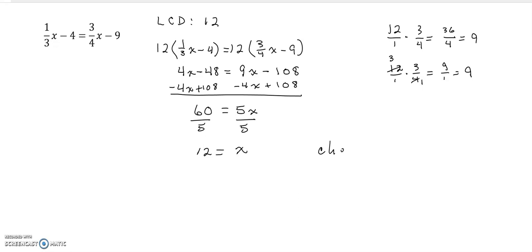Always check your answer. I will not do it here for time's sake, but the solution set is the set that contains the number 12.